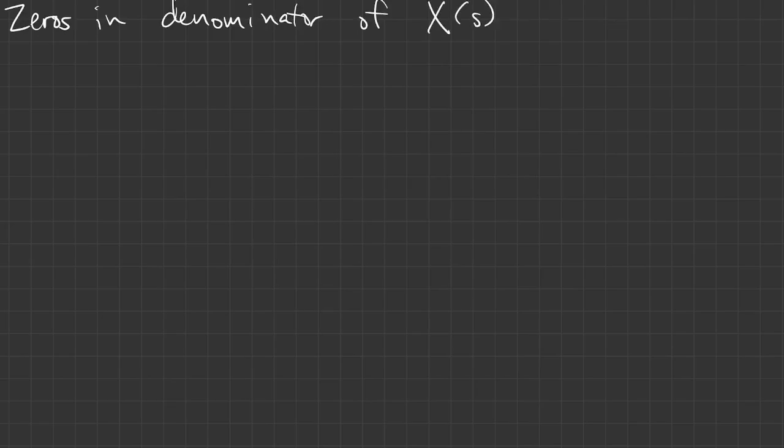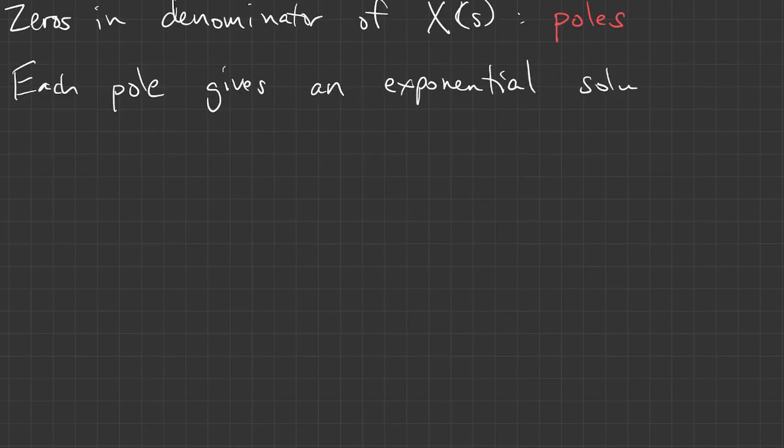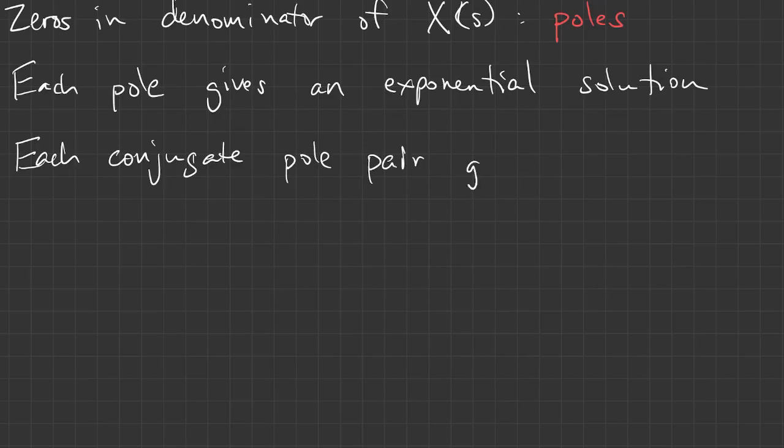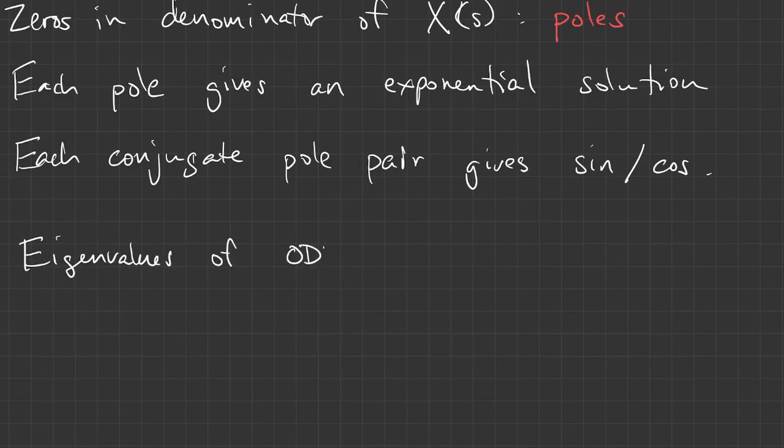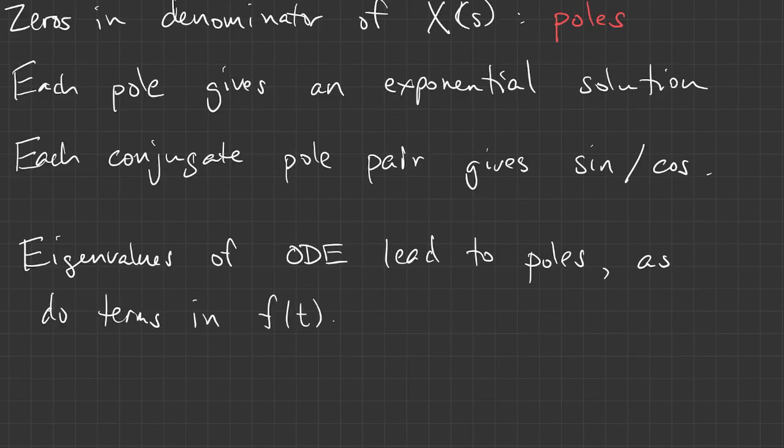The zeros that appear in the denominator of the transform are called poles. Each real pole, when we inverse transform, gives us an exponential solution in time. And each pair of conjugate poles give us, after the inverse transform, sine and or cosine in time. And because that characteristic polynomial is in the denominator, its roots are the eigenvalues of the ODE, and so those eigenvalues are themselves poles. But then the forcing function usually brings its own poles.